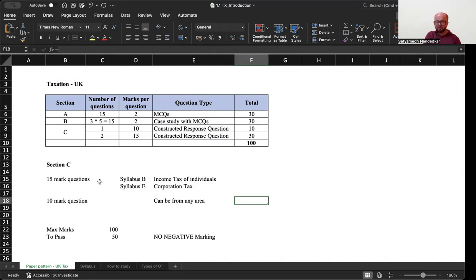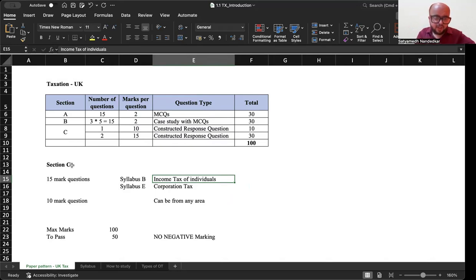There are two questions worth 15 marks each. One question is always on income tax of individuals. Mostly employment income will form a part of one section C question for sure. Then there is another question on corporate tax, which is there in all the papers, and the 10 mark question can be from any area.